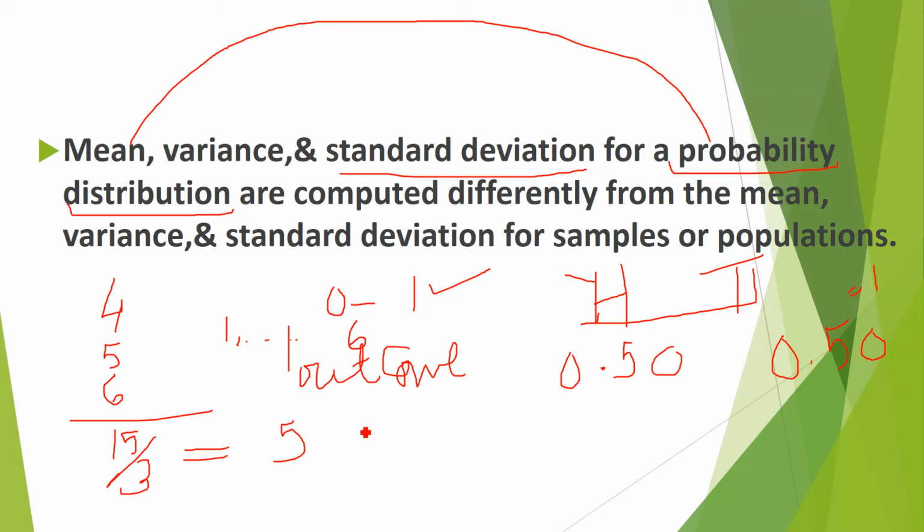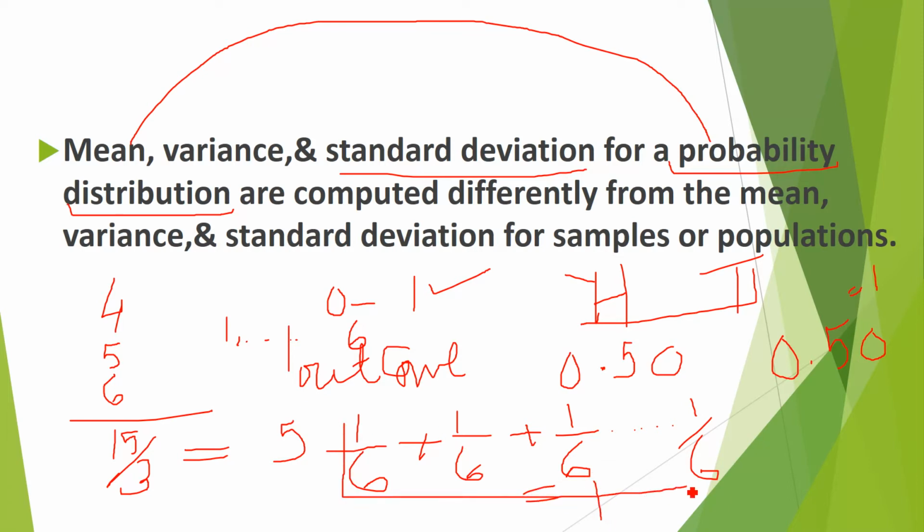Similarly, in the case of a die, the probability that 1 will come is 1 out of 6, so 1 by 6. The probability of 2 is 1 over 6. The probability of 3 is 1 over 6, right? We have to write it 6 times because there are 6 outcomes. So when we add them, 1, 2, 3, 4, 5, 6, we get 6 over 6, which is equal to 1. These are the sample space. When we add the probabilities of the sample space, it should be equal to 1.